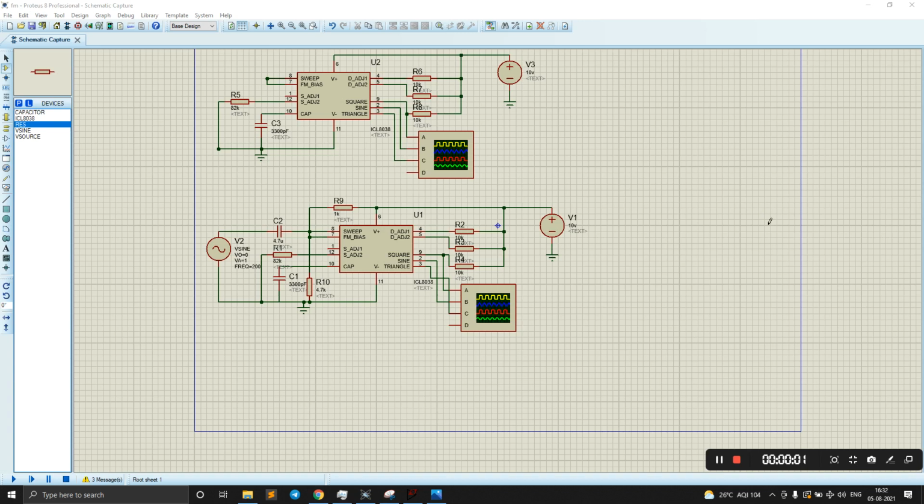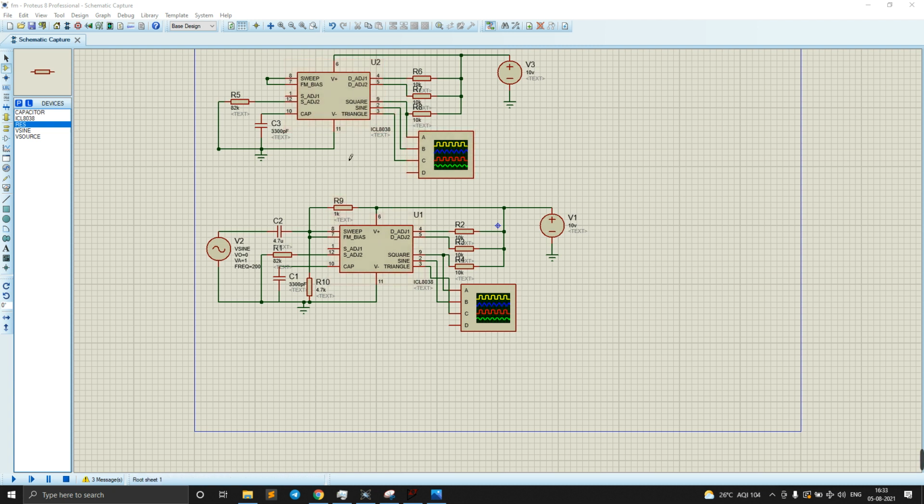Now let's see the FM modulation. This is based on IC8038. That is the different kinds of waves generation: square wave, sine wave, and the triangular wave. So in this circuit, here we are just checking the output from this IC8038, that means the square wave, sine wave, and the triangular wave.